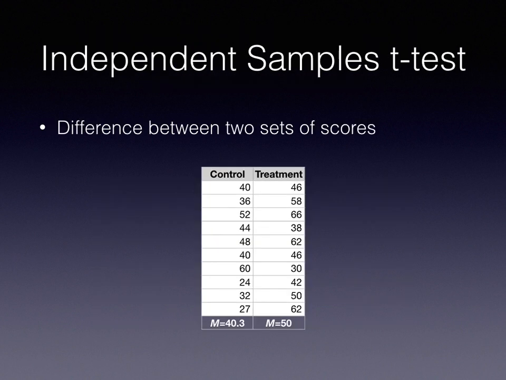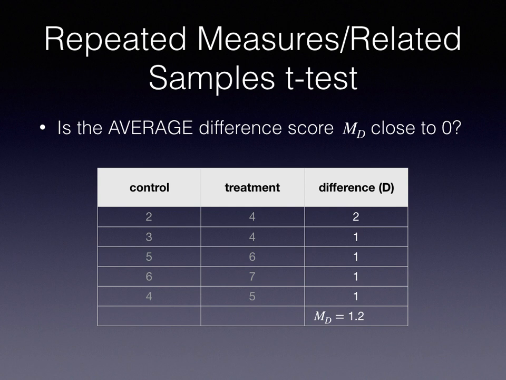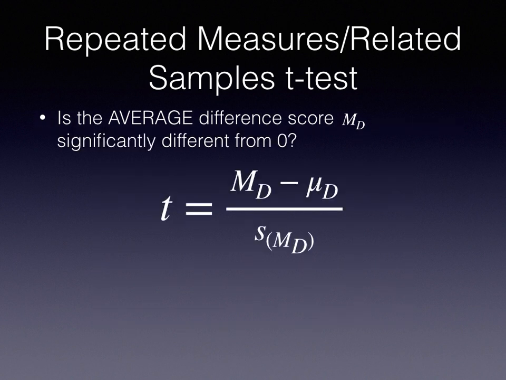Whereas in the independent samples t-test, we want to know if the difference between two sample means is significantly different from 0, in the repeated measures or related samples t-test, we want to know about the average of that single set of difference scores that we just calculated. What's the average difference score, which we write as M sub D? Is it significantly different from 0, or is it sufficiently close to 0 that you don't see an effect? So we do this as a null hypothesis significance test.